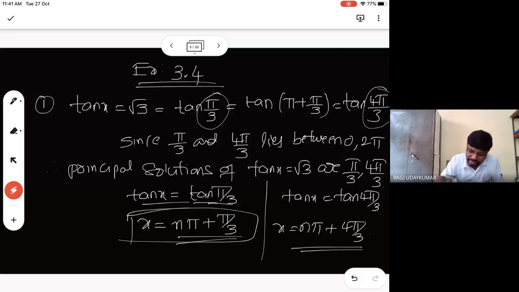So to get the principal solution, there are two: one is pi by 3, another is 4 pi by 3. These two are less than 2 pi. So this is the principal solution. Whenever you go for the general solution, if I take pi by 3, the general solution is x equal to n pi plus pi by 3. If I take 4 pi by 3, the general solution will be n pi plus 4 pi by 3. In these two, which is correct? Which should be taken into consideration?